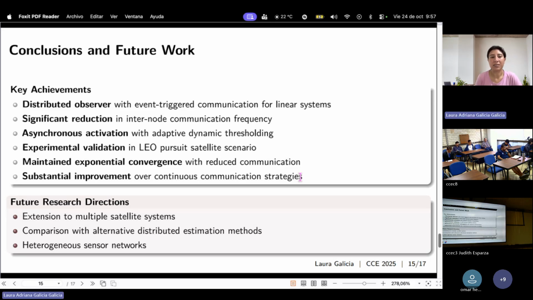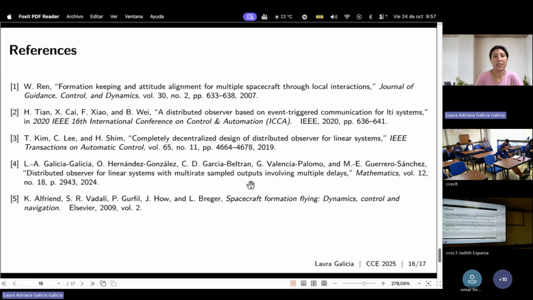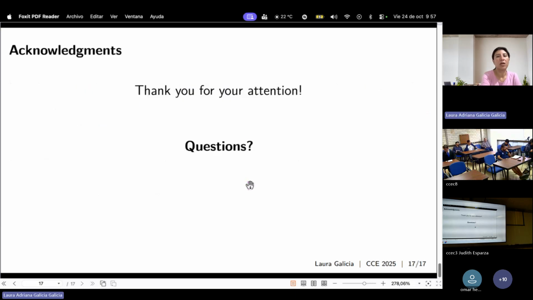And for future research directions: extension to multiple satellite systems and other sensor networks. And this is the reference. Thank you for your attention.